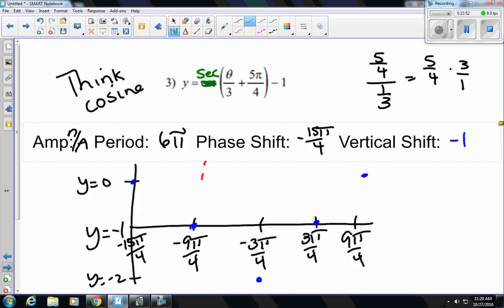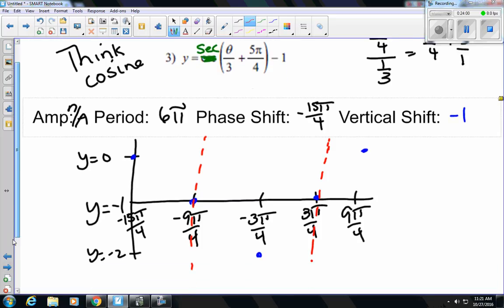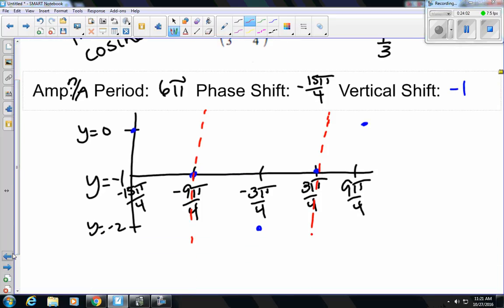So where's the first one? Negative 9 pi over 4. There's one. And positive 3 pi over 4. There's another. I'm going to move this up. This one looks different, doesn't it? So if I start at this minimum point, I can see where that full branch goes. Can you? I'm going to do this. That looks good to me.